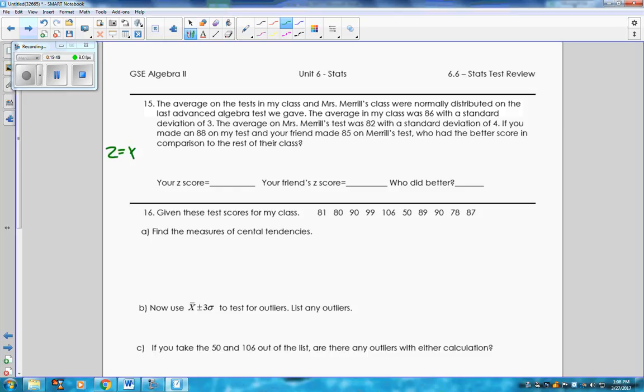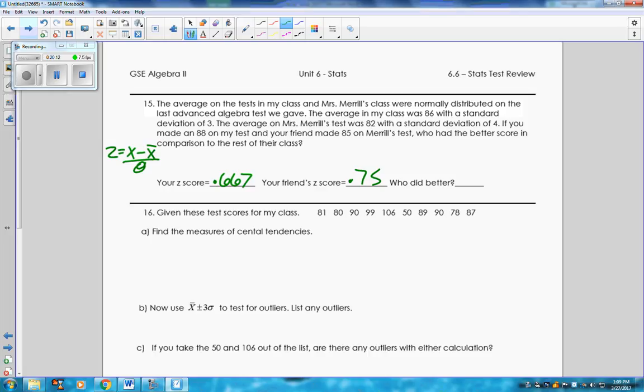So for my z-score, I'm going to use the formula. The z-score equals x minus the mean, divided by the standard deviation. When you plug in the numbers, you should have gotten the z-score to be 0.667. When you plug in the numbers for your friend's z-score, you should have gotten 0.75.